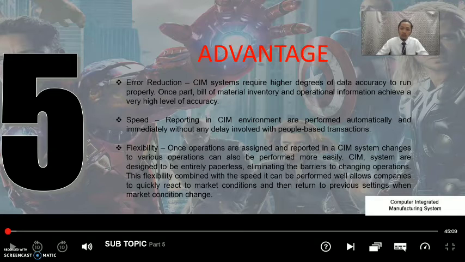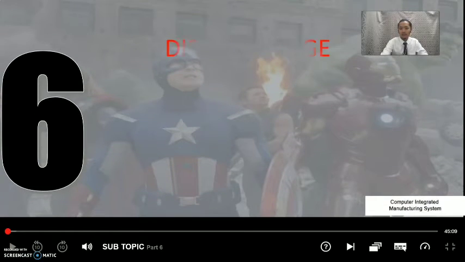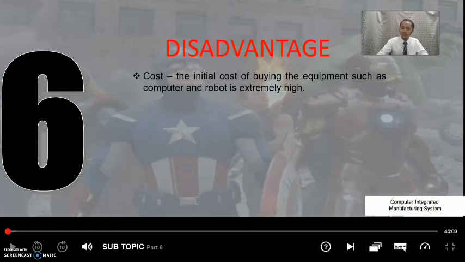Now let's move on to the disadvantages of computer integrated manufacturing. The first disadvantage is the cost. The initial cost of buying equipment such as computers and robots is extremely high.